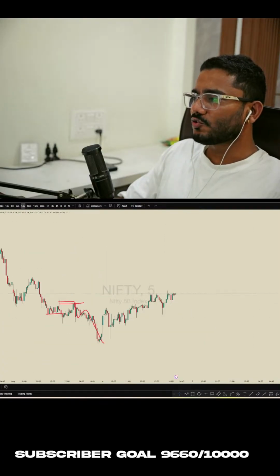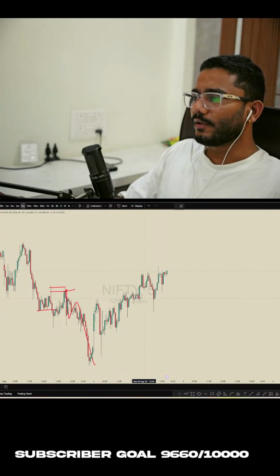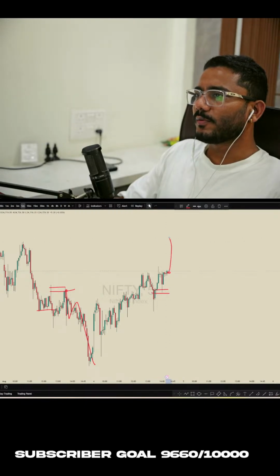Now Nifty should continue higher. Here price, with the liquidity, creating this breakout structure, mitigate this order block. Now we can expect a good move to the upside.